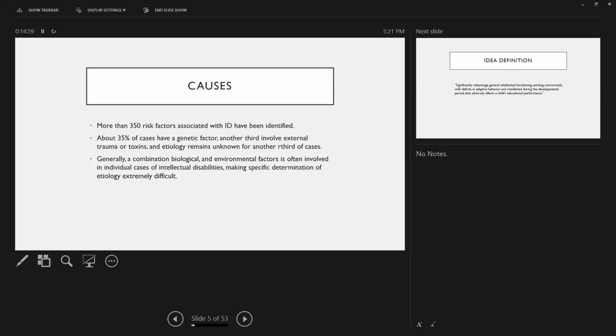About 35% of cases have a genetic factor. External trauma or environmental toxins have been associated with about a third of the cases, according to our textbook. And then there is at least a third of cases where the etiology, the cause, is unknown.